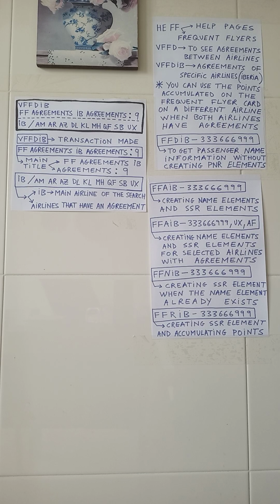With FFN-IB-333-666-999, we can create SSR elements when the name item already exists. With FFR-IB-333-666-999, we can create SSR elements while simultaneously accumulating frequent flyer points on the card.